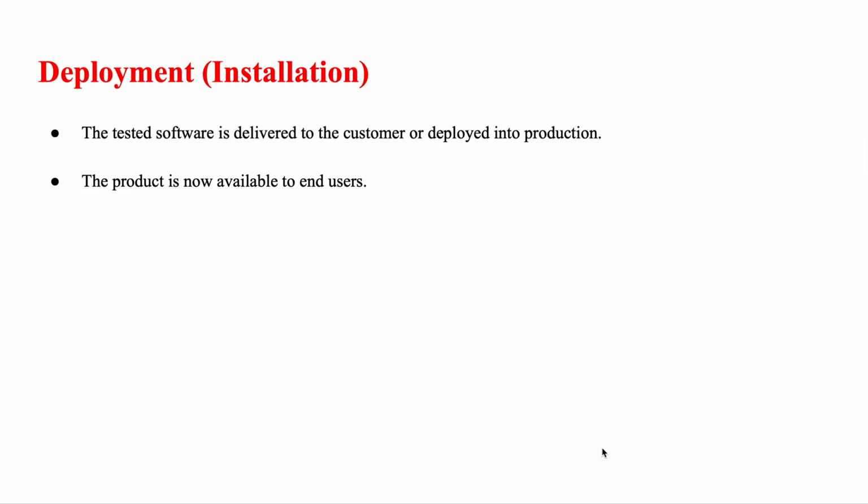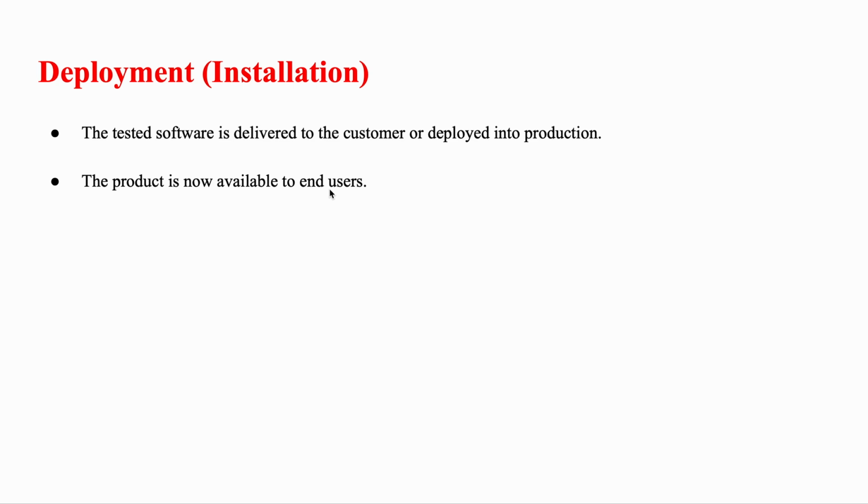Once the system is fully tested and approved, we move into the deployment phase, also called installation. This is where the tested software is delivered to the customer or deployed into the production environment. In other words, the product is live now and is available for the end users to start using. At this point, the software is officially released, but the work isn't completely done yet.